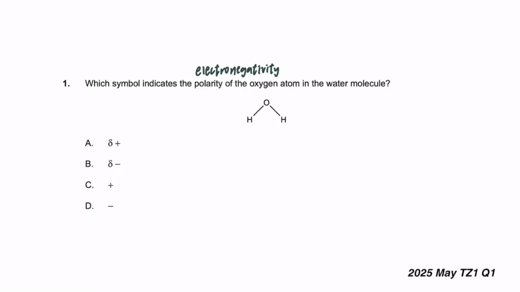Electronegativity is the reason why water molecules are polar. The electronegativity of oxygen is higher than the electronegativity of hydrogen, so the shared electrons in the covalent bonds are not equally shared and spend more time with oxygen than hydrogen. This creates a partially negative charge on the oxygen atom and partially positive charges on the two hydrogen atoms.